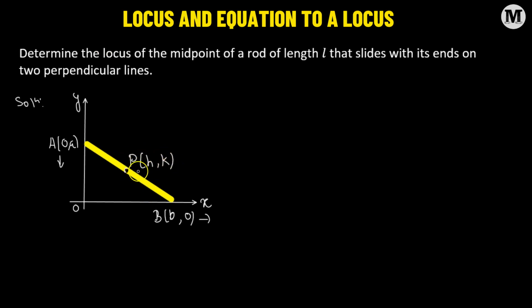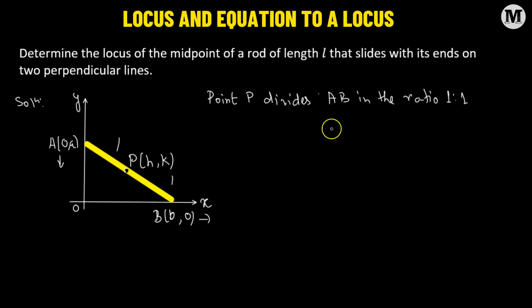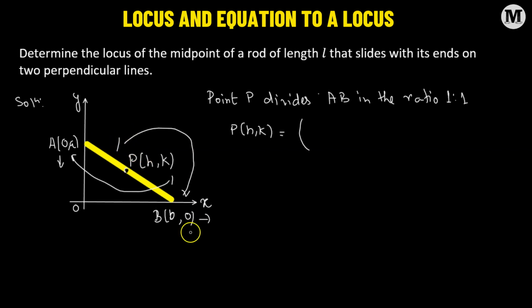Now we know that the midpoint P is going to divide the rod AB in the ratio 1:1. Since it's dividing AB in the ratio 1:1, we can use the section formula to obtain the coordinates of point P. So let's do that. We'll begin with the x coordinate. We multiply 1 with the x coordinate of B, so we have 1 times B, added to 1 times the x coordinate of A, which is 0. That is 1 times 0, divided by the sum of the ratios, 1 plus 1.